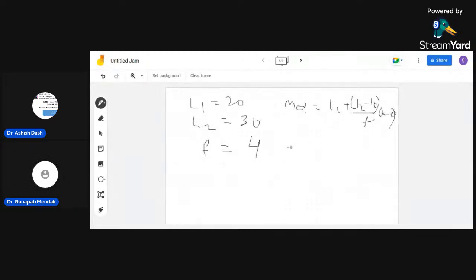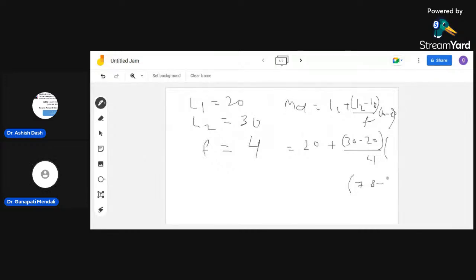L1 is 20 plus L2 minus L1, that is 30 minus 20, divided by 4. M is 7.8 into, I'm putting M is 7.8, minus C. C is what I told you: the cumulative frequency of the class preceding the median class. The median class is 20 to 30, so preceding that, the cumulative frequency you write is 5.